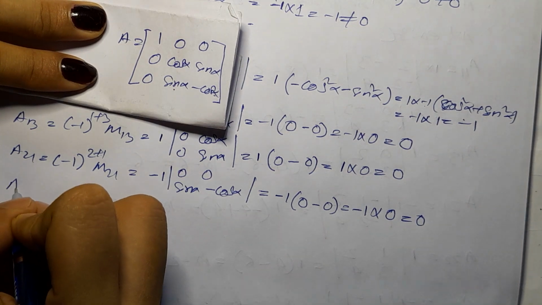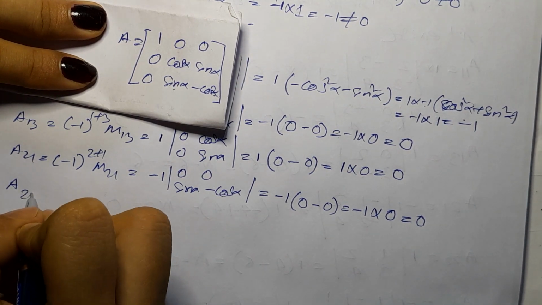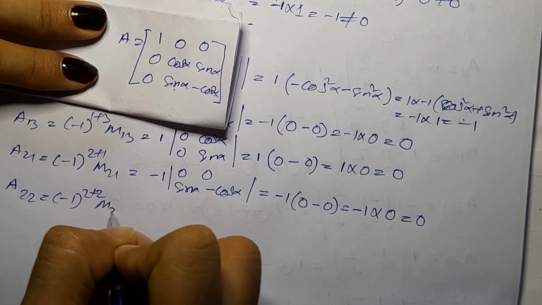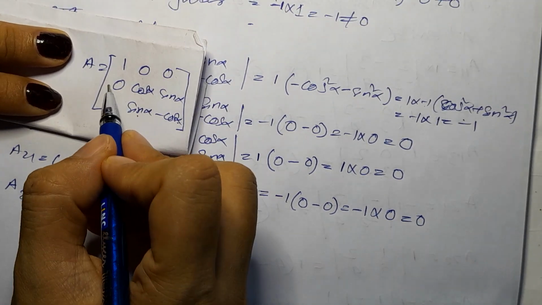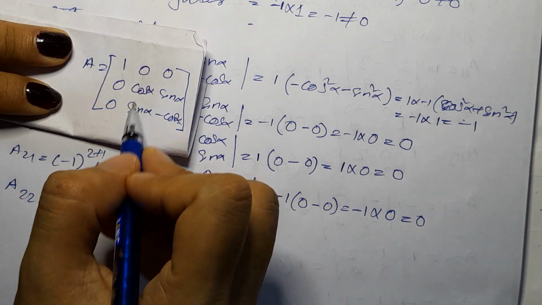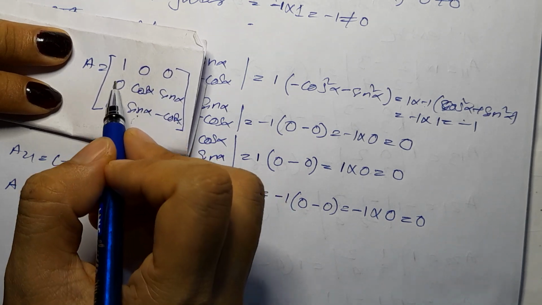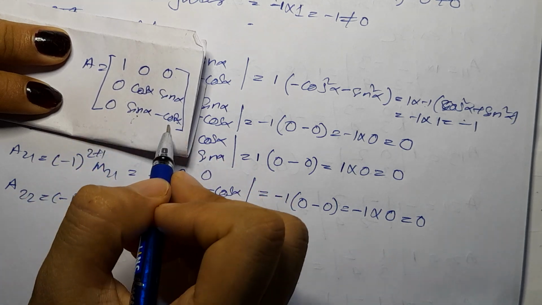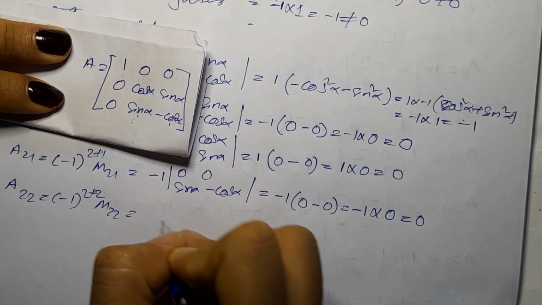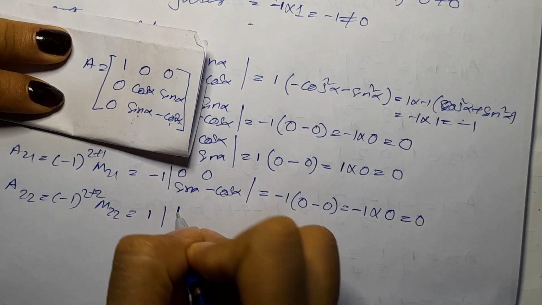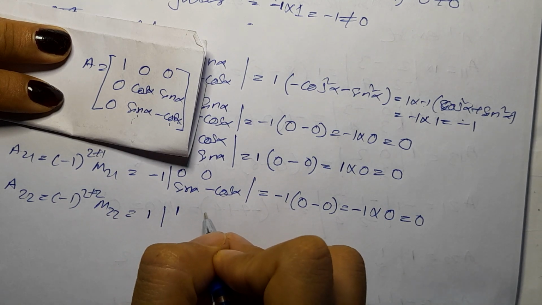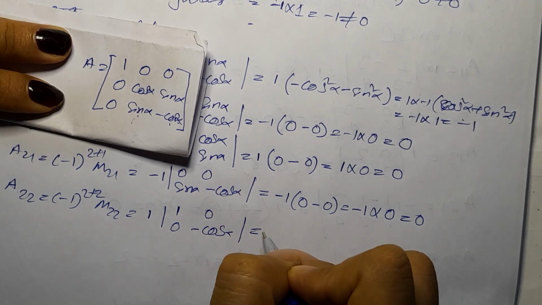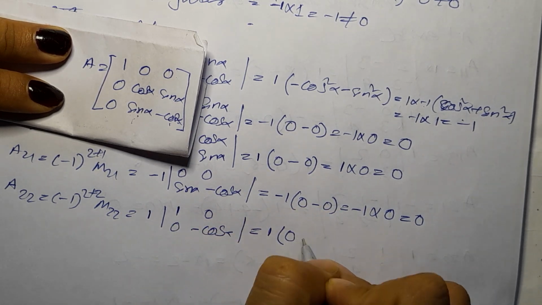Now we have A22 equal to minus 1 power 2 plus 2 times M22. Now eliminate the second row and second column. So it will give 1 0, 0 minus cos alpha. Here the sign is positive. So it will give 1 bracket 0 minus 0.